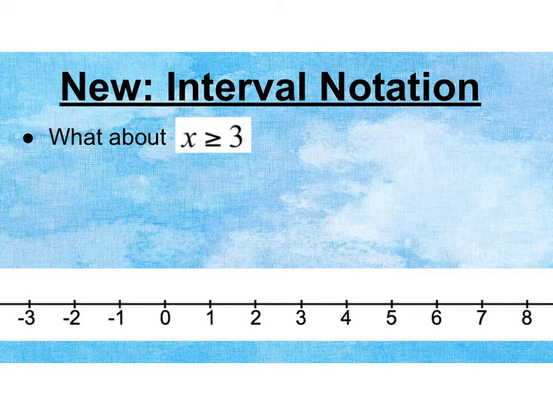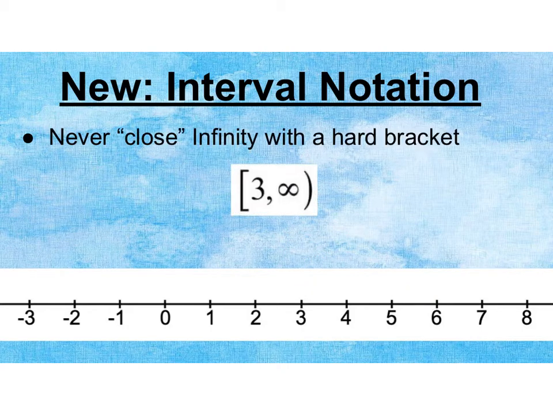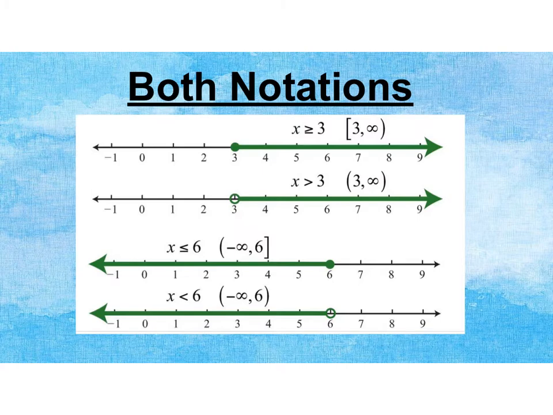What about something like x is greater than or equal to 3? So I am going to include 3, everything greater than it from the inequality notation. So if I'm going to write this, this is going to be hard bracket to include the 3. And now I'm getting bigger and bigger. I'm approaching infinity, and that's going to get a soft bracket. Hard bracket with a 3, soft bracket, you never want to close infinity. So infinity is always going to have that soft bracket.